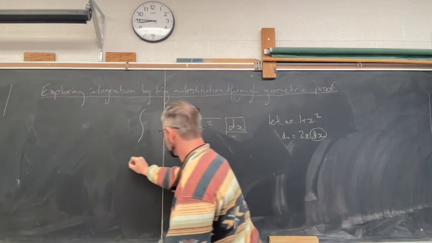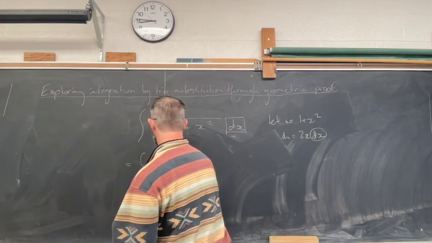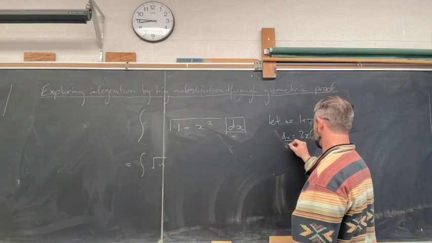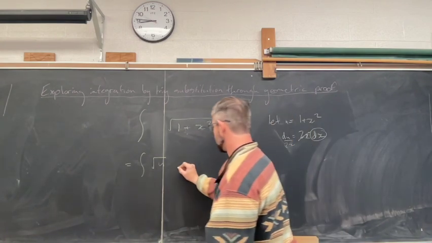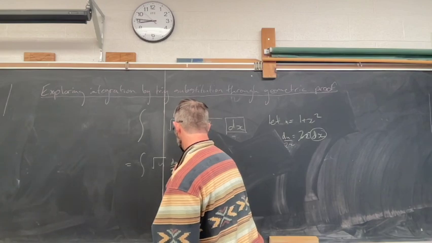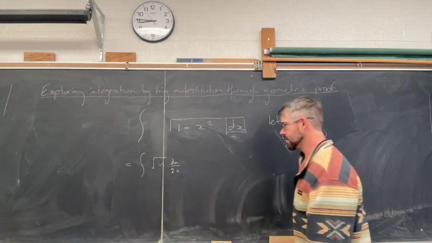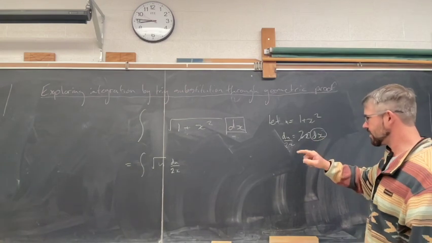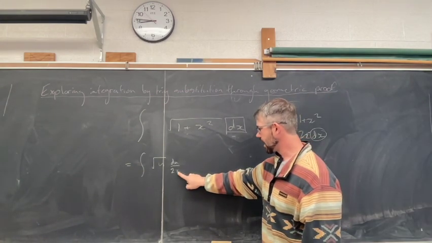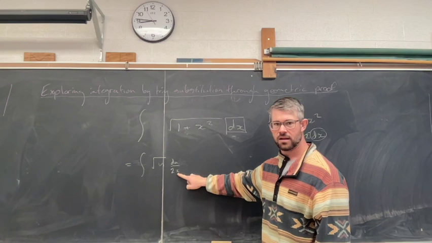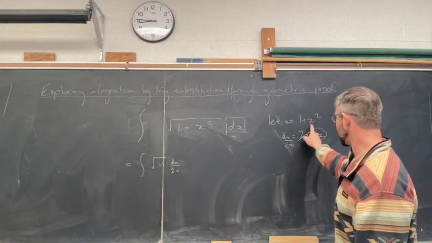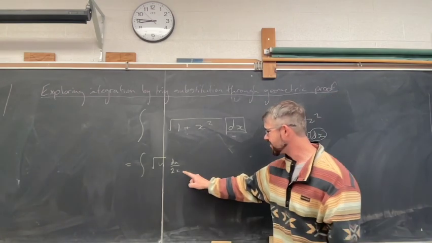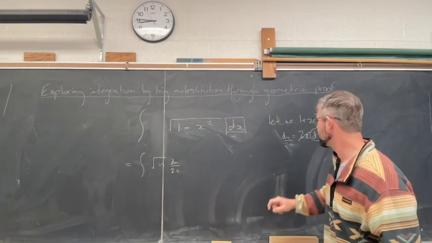So this is going to become the integral of the root of u, and dx is equal to du over 2x. But wait a second. Now I've got a tough problem, because I still have an x in here, and u is a function of x. I can't have this x remaining. I have to come up with a way to replace it.